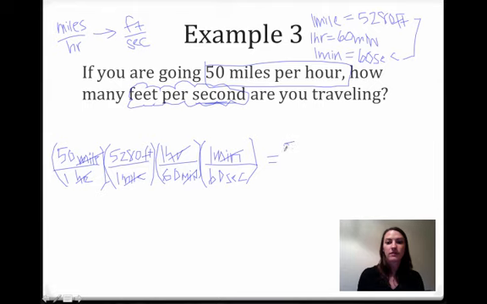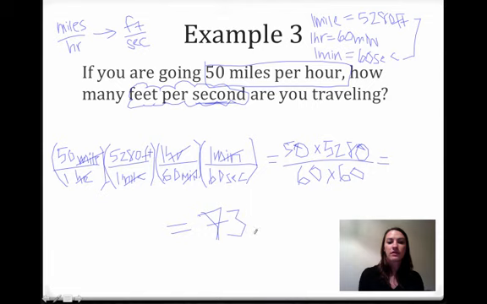So I do this. 50 times 5,280, all over 60 times 60. So what does that equal? I'm going to write it down here. I want you to make sure you do this in your calculator. Try it out. Okay? I got my answer of 73.3.